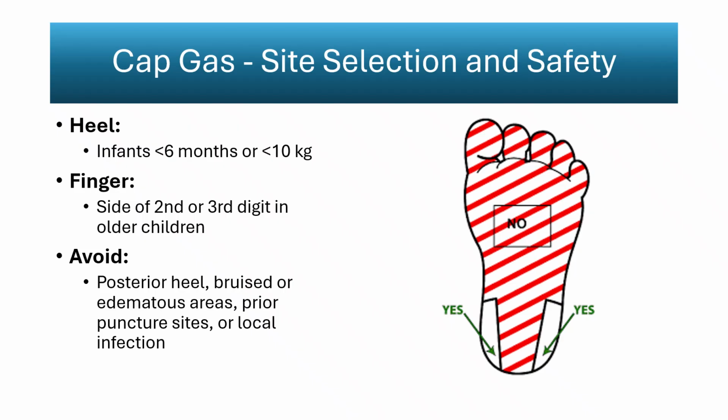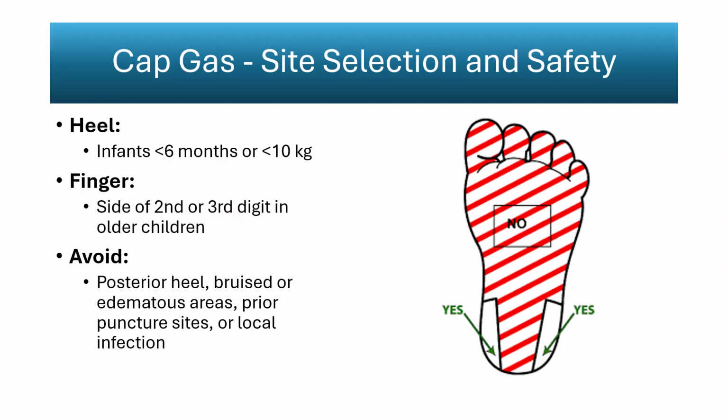Site selection directly determines sample reliability and safety. For infants under 6 months or weighing less than 10 kilograms, the heel provides the best access to arterialized capillary blood. The puncture should be limited to the lateral or medial plantar surface and never the posterior heel, where proximity to bone and nerves increases risk of injury.